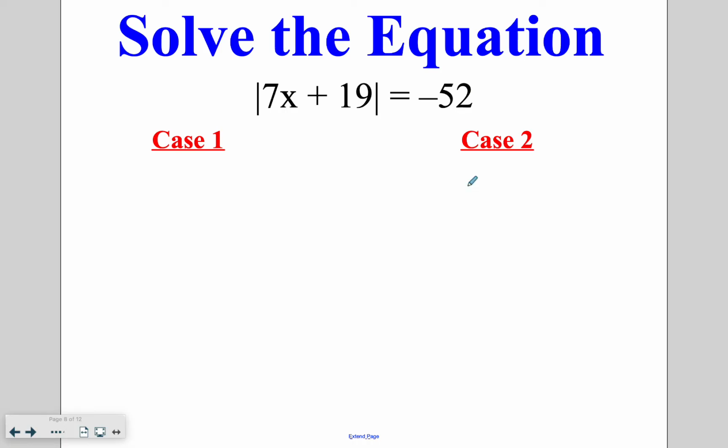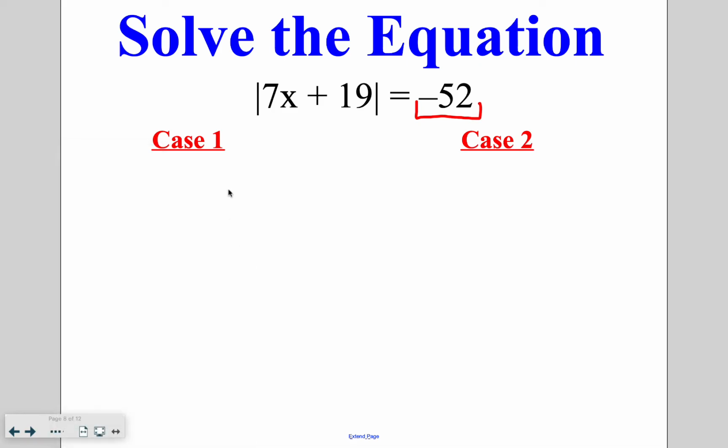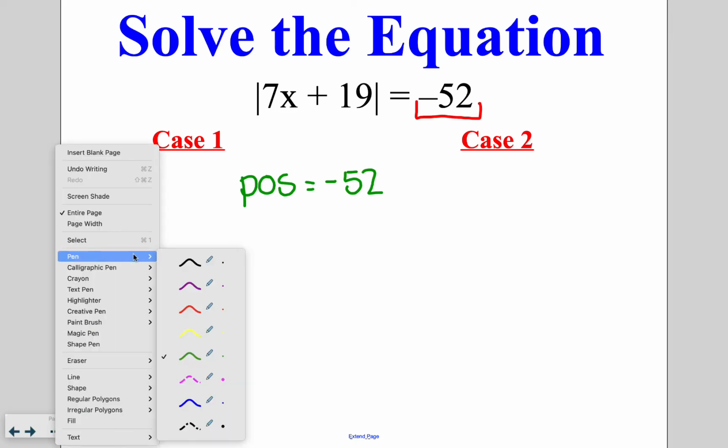Then we have the absolute value of x plus 9 is equal to negative 15. Notice, not negative 15, negative 52. It is now equal to a negative. So what that is saying now is a positive value, because absolute value always turns positive, is equal to a negative value. We know that is not true.